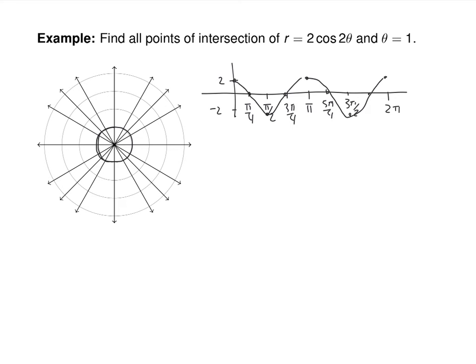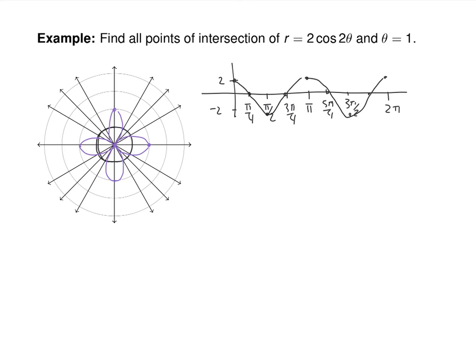So at an angle of 0, we're going to start off at 2. By pi quarters, we're down to 0. Pi halves, negative 2, does this part, back to 0. By pi, we're at 2. 5 pi quarters, we're back to 0. 3 pi halves, we're at negative 2, so that's up here. Back down to 0, and finish.